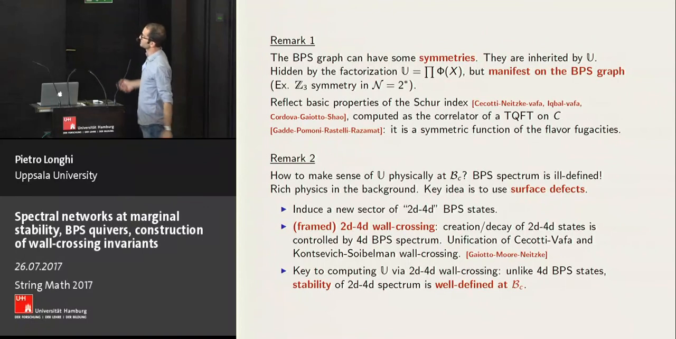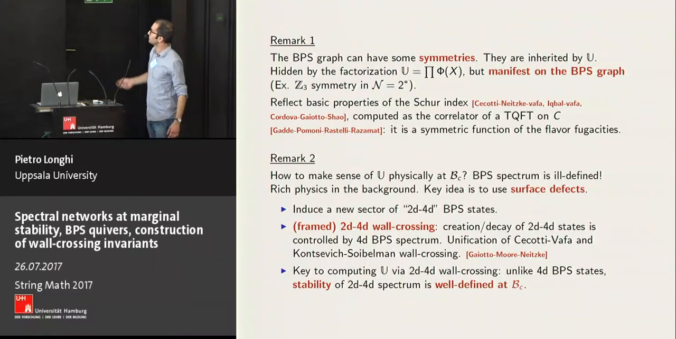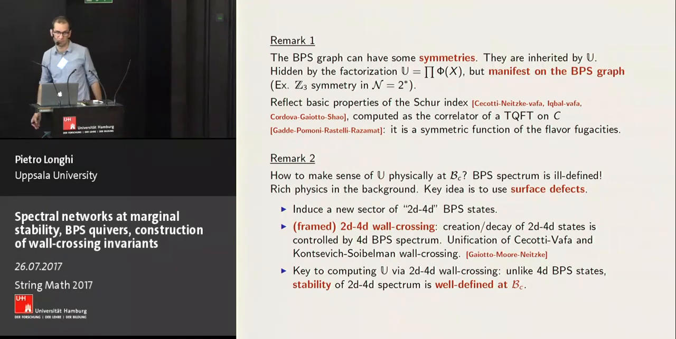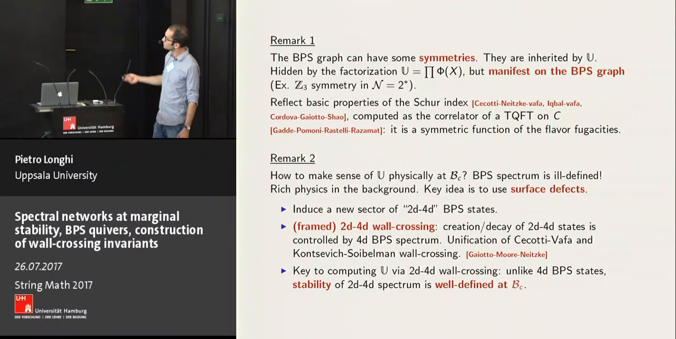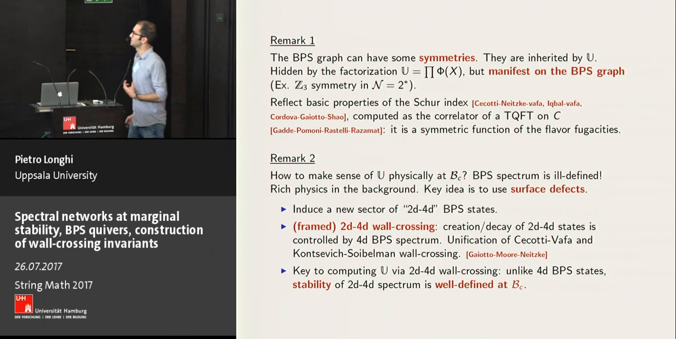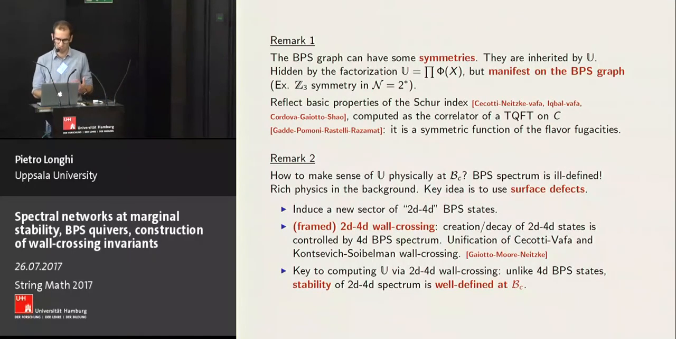Now, my second remark is, how do we think of the monodromy physically at the critical locus? BPS states are ill-defined. The short answer is there's a lot of physics behind this. The key idea is to use surface defects to probe the theory. This induces the presence of a new type of BPS states, and the monodromy can be thought of as describing the framed 2D-4D wall crossing of these BPS states. And what is really key here is that 2D-4D states are actually well defined even at the critical locus. So this is what physically justifies the computation of the monodromy.